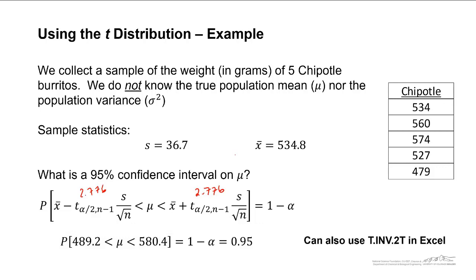By the way, we can also use the t.inv.2t, that means two tails, function in Excel. I would caution you on using the t.inv function in Excel because it is cumulative from the left. Hopefully this screencast gave you a better idea of how we can calculate confidence intervals on the mean when the variance is unknown.